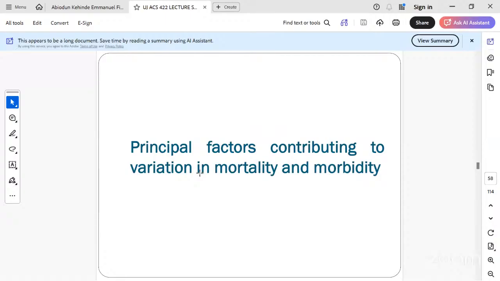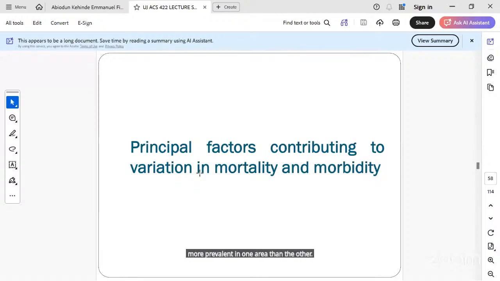Now let's briefly look at the factors that are contributing to mortality and morbidity variation. Why is it that some areas are experiencing more mortality rates than the other? Why is it that in terms of incidence of diseases, you have more prevalence in one area than the other?